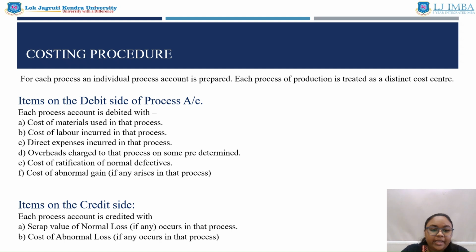The items on the credit side of the process account are: each process is credited with scrap value if it is occurring, scrap value of normal loss, and cost of abnormal loss.